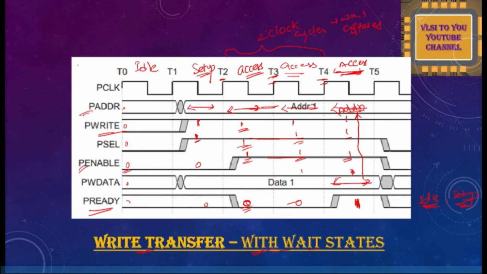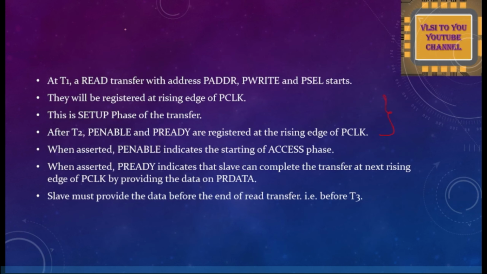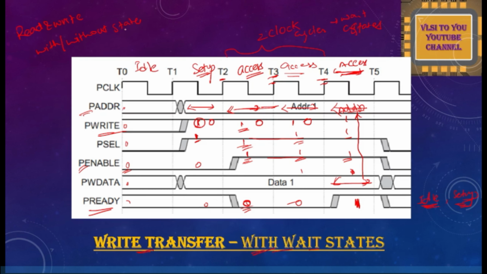For the read transfer also everything is going to be the same, except that this PWRITE value will be 0 instead of 1. I'm not going to explain that again one more time. So this is about the read and write transfers, with and without wait states. Just check out the write without wait states, so that if you don't understand it, you can just ping me.